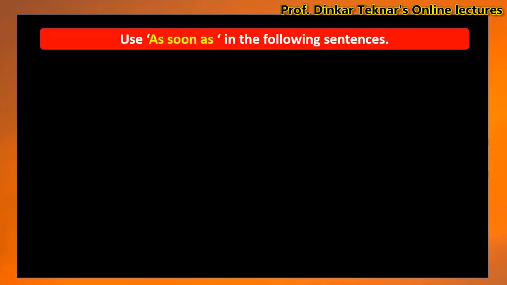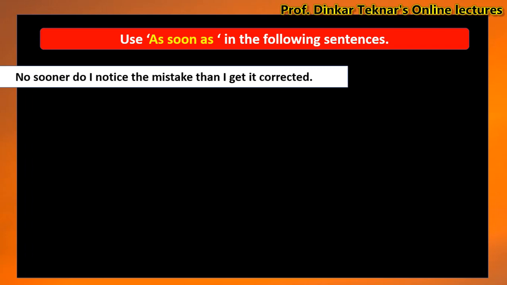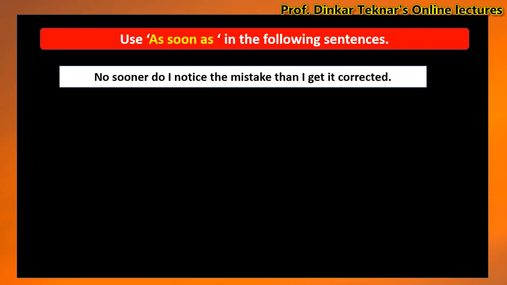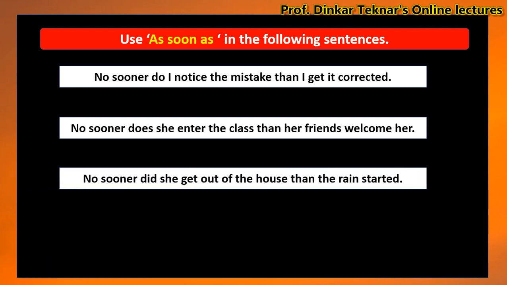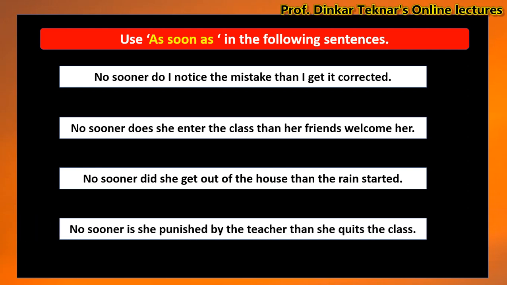Use as soon as in the following sentences. No sooner do I notice the mistake than I get it corrected. No sooner does she enter the class than her friends welcome her. No sooner did she get out of the house than the rain started. No sooner is she punished by the teacher than she quits the class.